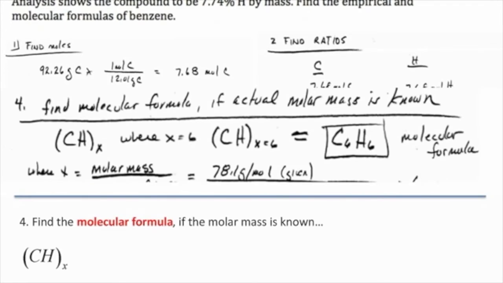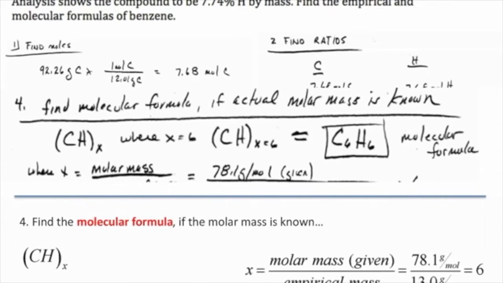You can find the molecular formula from the empirical formula if the molar mass is known. In other words, we need to know how many times to multiply the empirical formula by to come up with the molecular formula. This factor X is calculated using the following formula. Take the molar mass given in the problem and divide it by the empirical mass. The molar mass given in this problem is 78.1 grams per mole. The empirical mass, which is the molar mass of the empirical formula, 1 carbon plus the mass of 1 hydrogen, is 13.0 grams per mole.